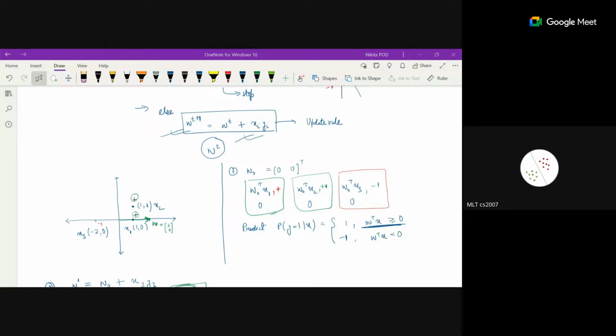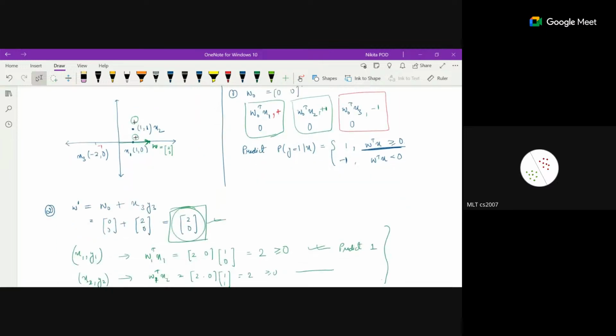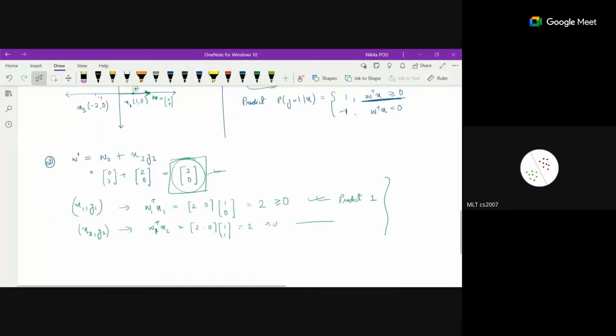After the update rule, don't we have to do it for X3 again, ma'am? Not needed, right? I mean, X3 if you do, okay. All right, X3 you check. So X3 would be W1 transpose X3, which is 2, 0, and X3 is -2, 0. So this is going to be -4, which is less than 0, and it will predict -1.